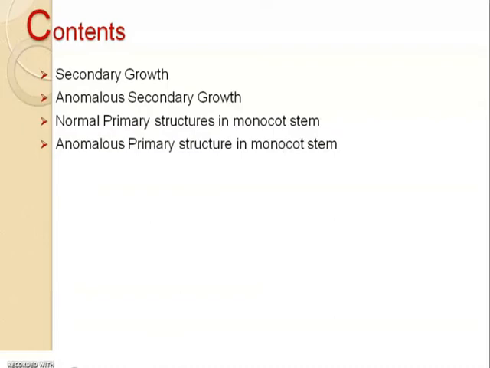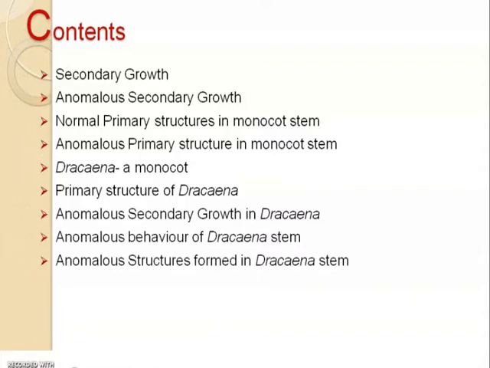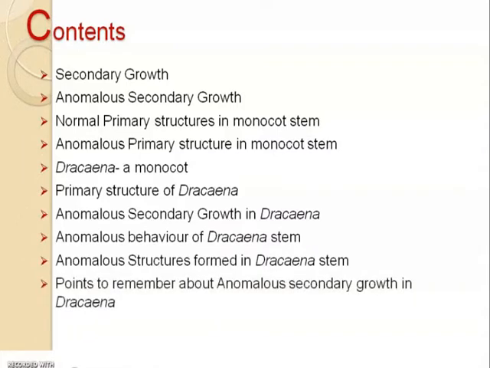The contents of this lecture are: first of all, secondary growth, then anomalous secondary growth, normal primary structures in monocot stem, anomalous primary structure in monocot stem, about the Dracaena, which is a monocot, primary structure of Dracaena, anomalous secondary growth in Dracaena, anomalous behavior of Dracaena stem, anomalous structures formed in Dracaena stem, points to remember about anomalous secondary growth in Dracaena, and at last, the conclusion of this lecture.